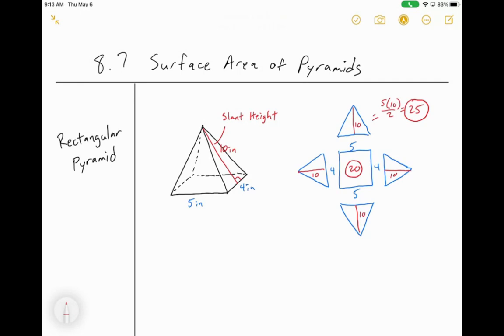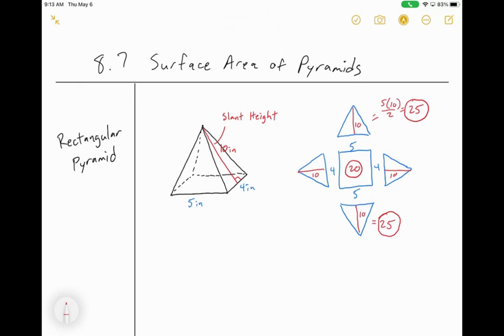And guess what? The one on the bottom, same triangle, isn't it? Right? Same triangle. So this one is also going to be 25. Now you could probably do the left and right one on your own. You can figure out the area of those triangles, but I'll do it with you here.